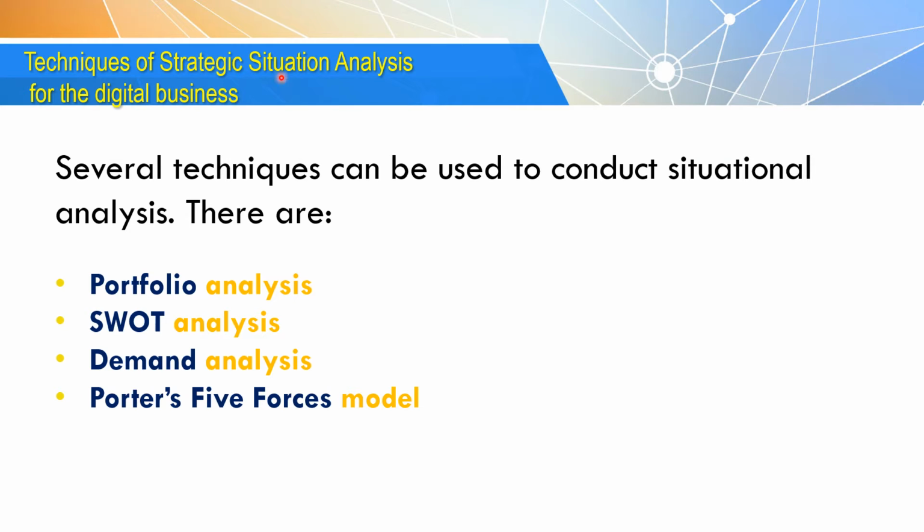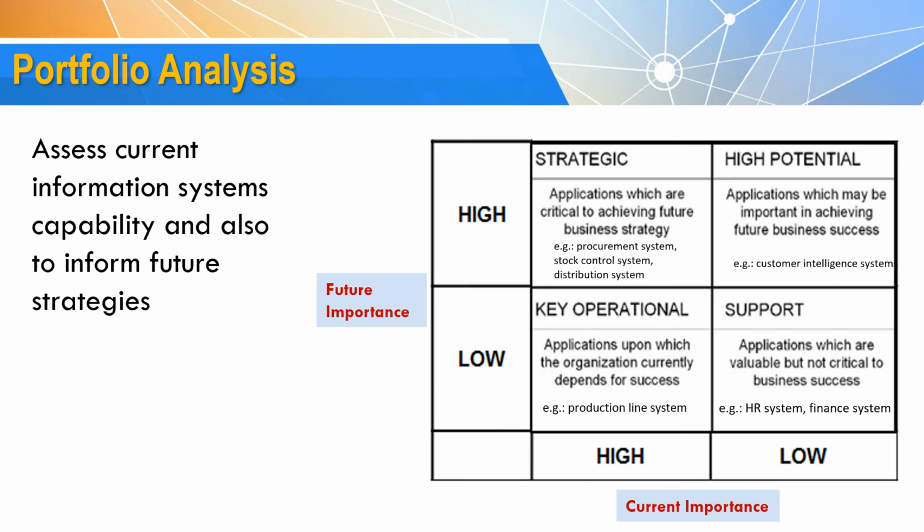Okay, and then there are several techniques that can be carried out in this step. We can do the portfolio analysis, look at each of the departments, and you might find the portfolio for each department and analyze it. You can do SWOT analysis, demand analysis, and also Porter's 5 forces analysis. The portfolio analysis is to assess current information system capability and also to inform structure future strategies. Okay, look into each of it.